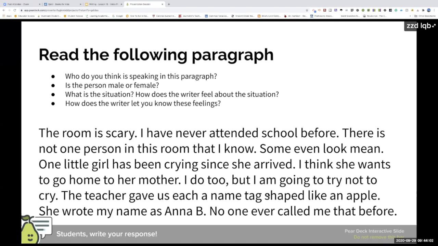So this particular paragraph has a very distinctive voice or point of view. Who do you think is speaking in this paragraph?